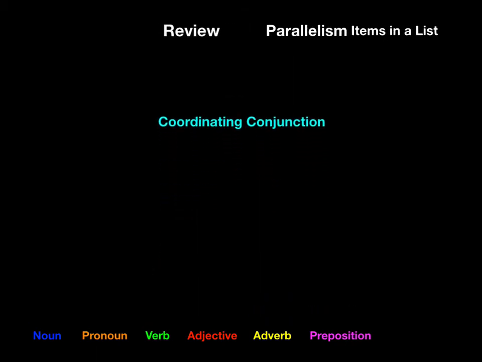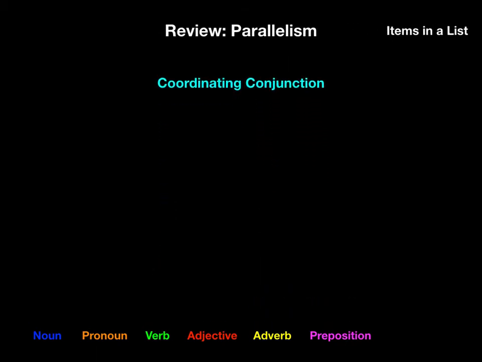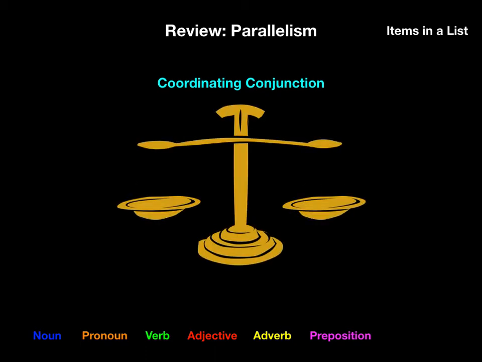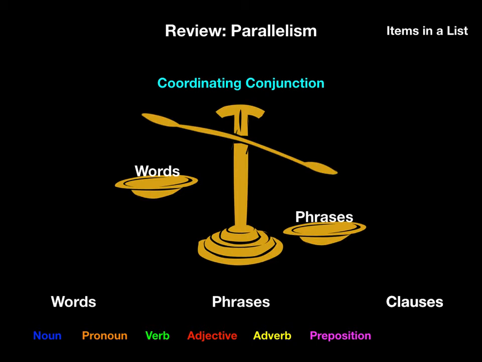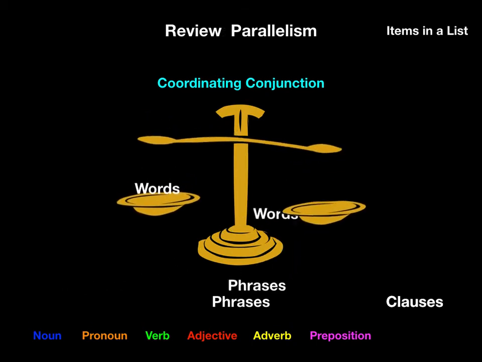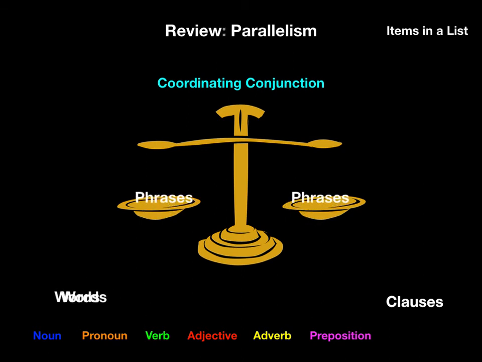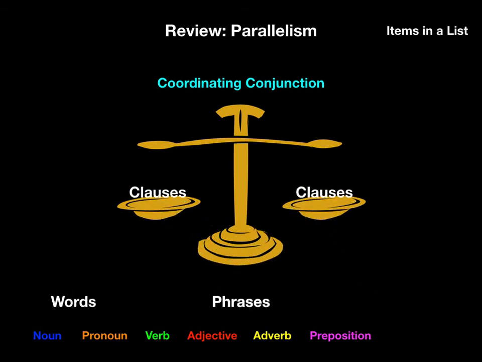Coordinating conjunctions are also important when looking at parallelism. When there is a coordinating conjunction within the sentence, we need to be sure that the elements on either side of that coordinating conjunction are balanced or are parallel. As with items in a list, these elements may be words, phrases, or clauses. If the elements on either side of a coordinating conjunction are not equal, such as a word and a phrase, it means that we have an error with our parallelism. In order to correct this, we should make sure that the elements on either side of coordinating conjunctions are always equal.